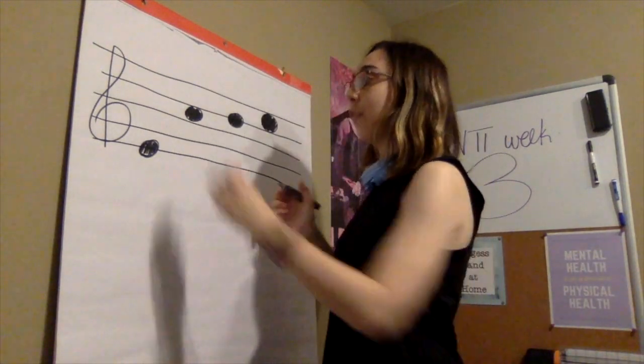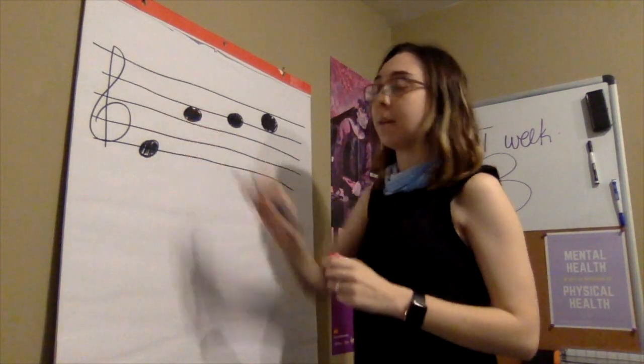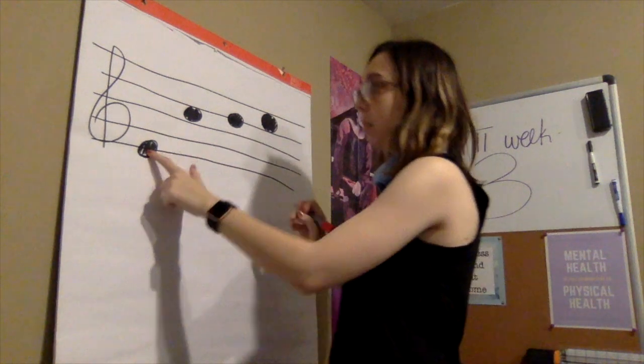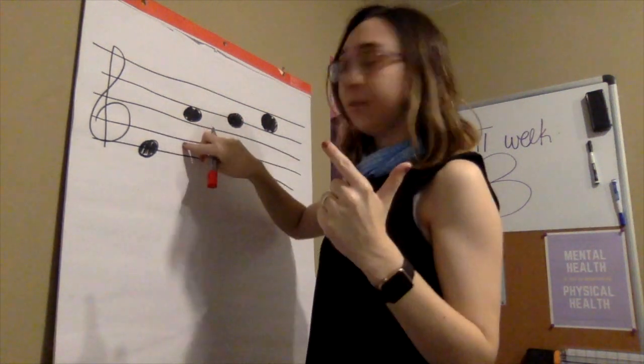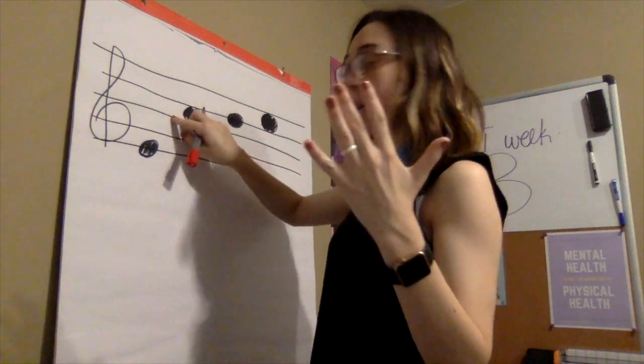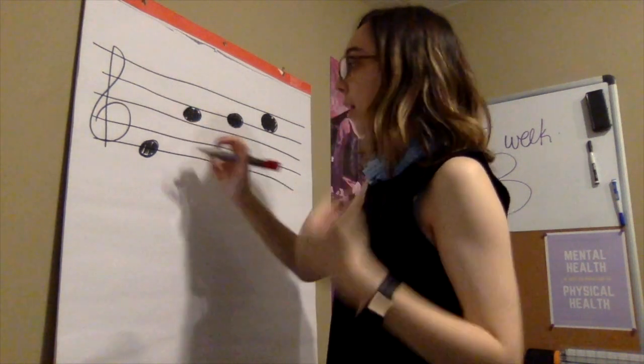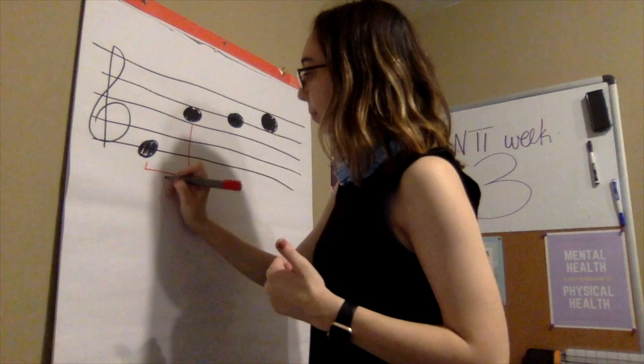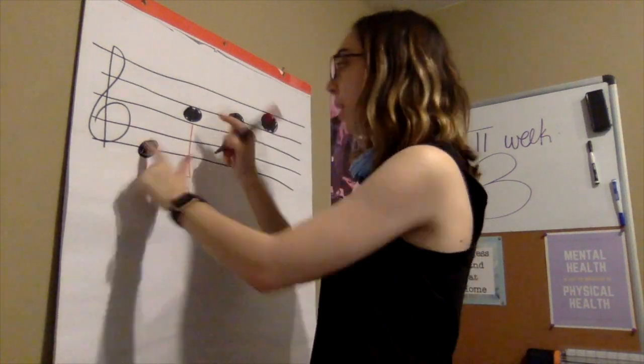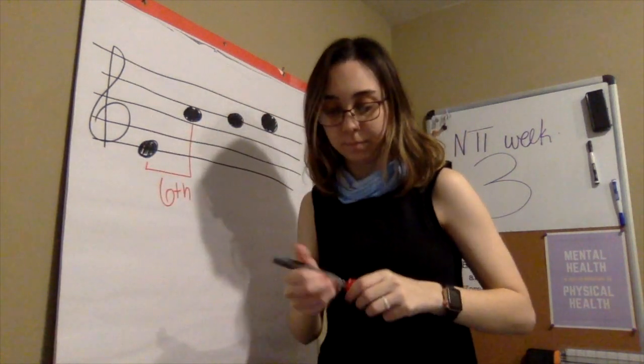So we left off at fifth, which was from E to B. Then E, let's count up to C. E, F, G, A, B would be fifth. C takes us to a sixth. That would be a sixth from E to C.